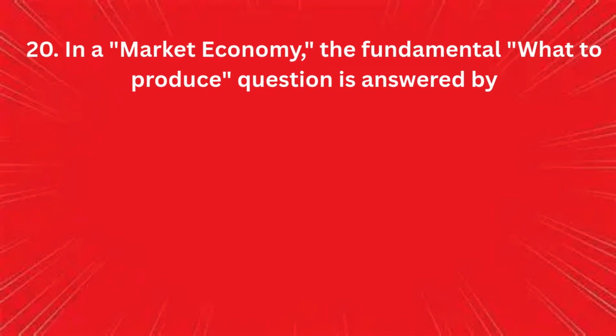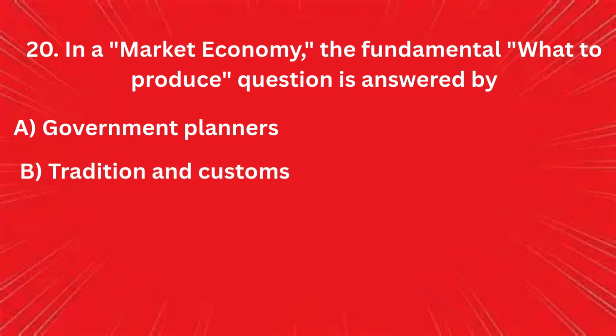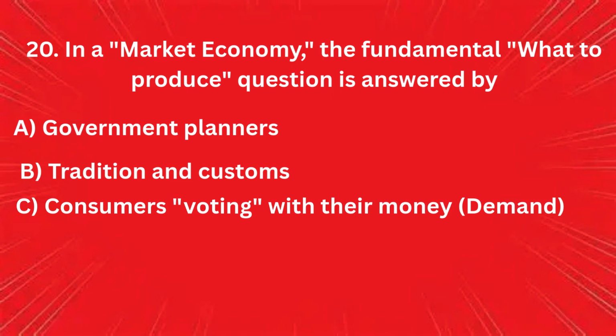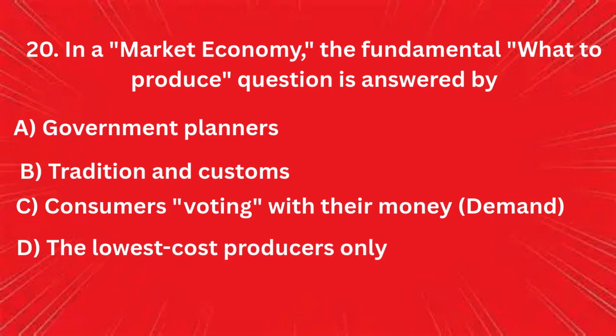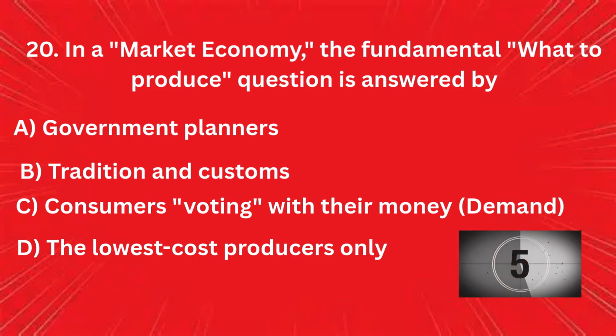20. In a market economy, the fundamental what-to-produce question is answered by A. Government planners. B. Tradition and custom. C. Consumers voting with their money. D. The lowest cost producers only.